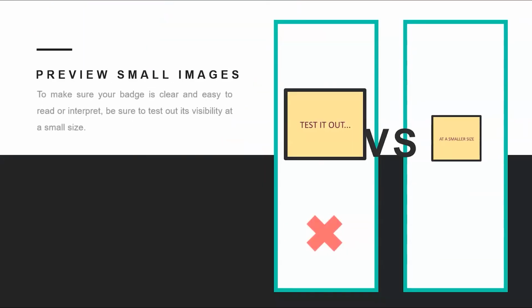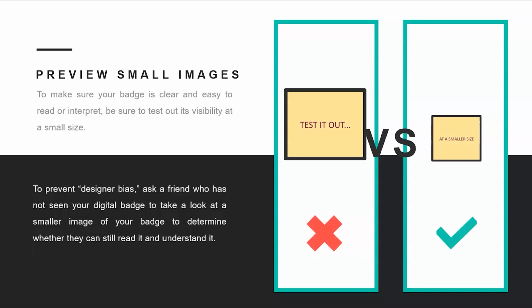And finally, to make sure your badge is clear and easy to read, be sure to test out its visibility at a smaller size. To prevent designer bias, ask a friend who has not seen your digital badge to take a look at a smaller image of your badge to determine whether they can still read it and understand it.